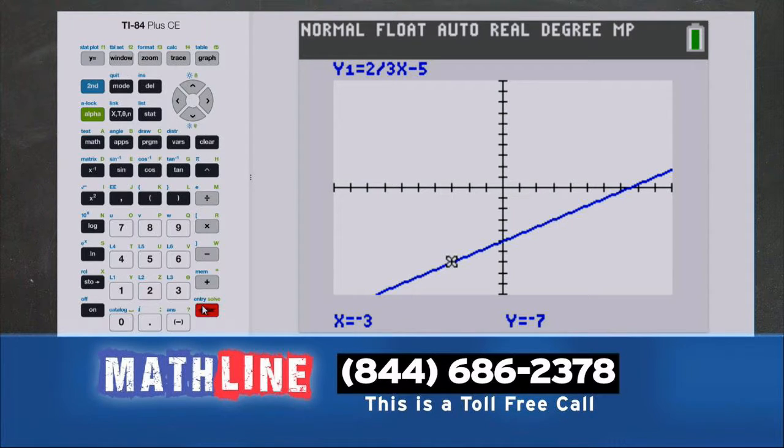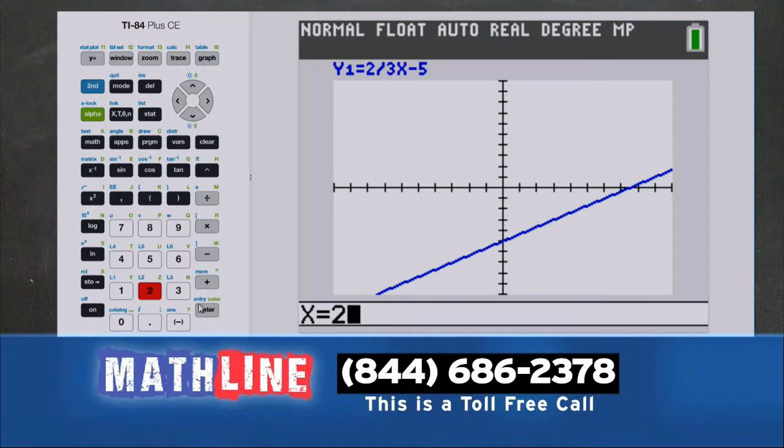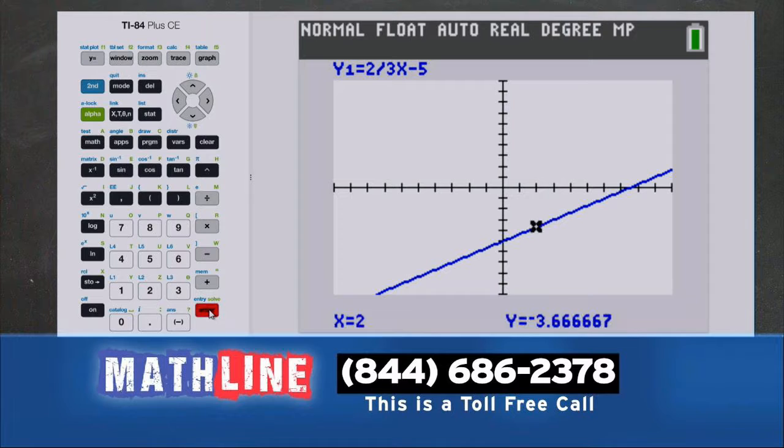Now you say, Ernie, what are we going to do on this next one? We're going to do just what it says. We're going to put in 2. And it's going to probably give us a decimal, because that's what the calculator does so well. That is a negative 3 2/3, folks. And that is what we said it was supposed to be.